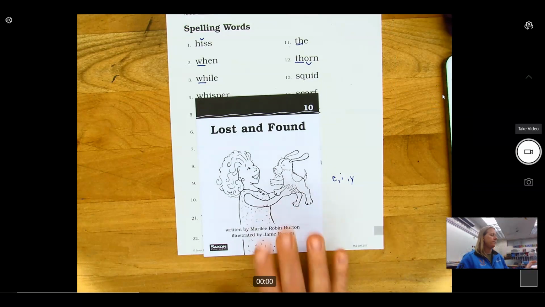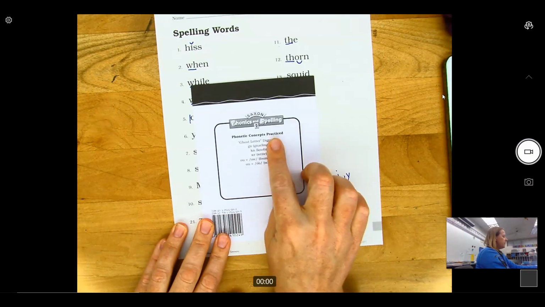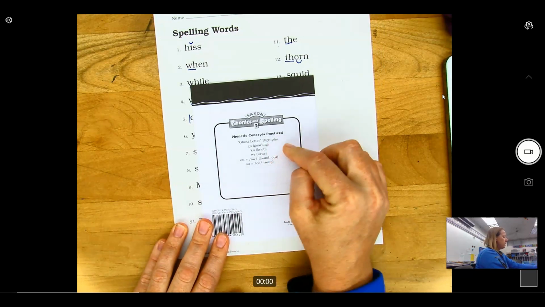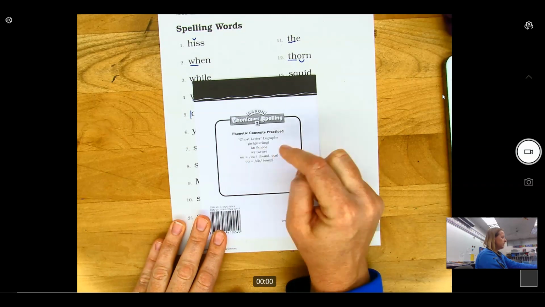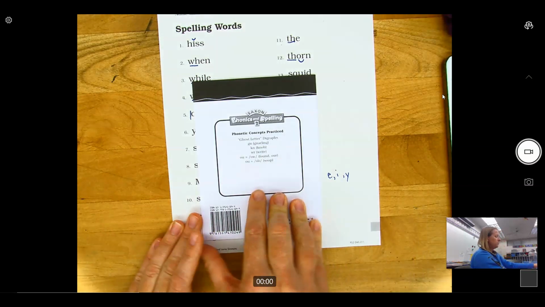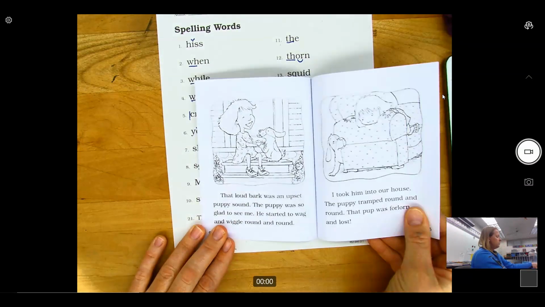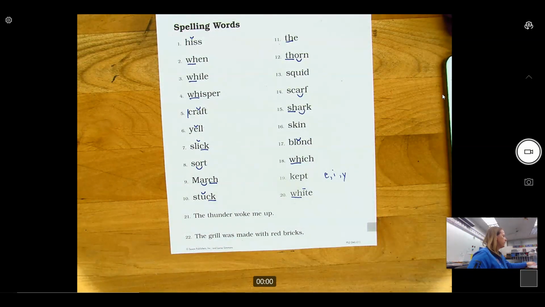For this lesson, we have a little reader called Lost and Found. This is what you're working on in this little reader: some ghost letters, the G-N ghost letter, K-N and W-R, with the OW for O-U and OO for O-U sounds, okay? So make sure you read these little readers. They will help you.